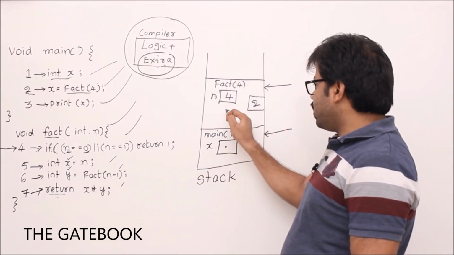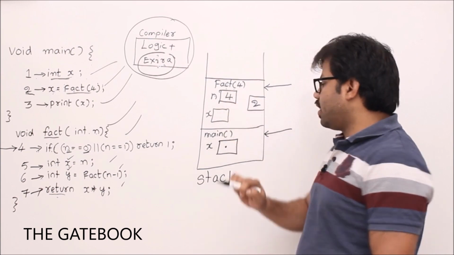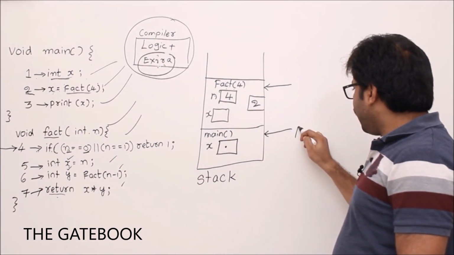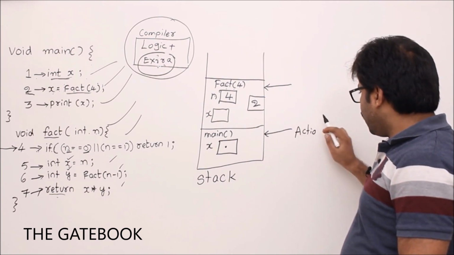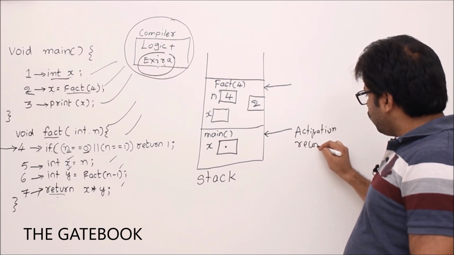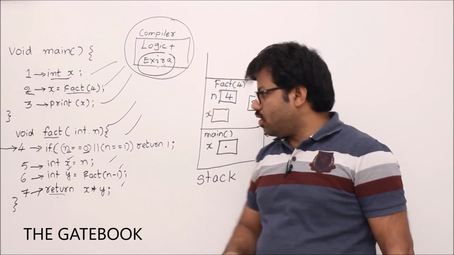Whenever it sees a definition, again one memory location will be allocated at the top of the stack. What is that? x. So these are all called activation records. This is the main activation record. Okay, activation record. This is one more activation record. In that way there will be a lot of activation records.